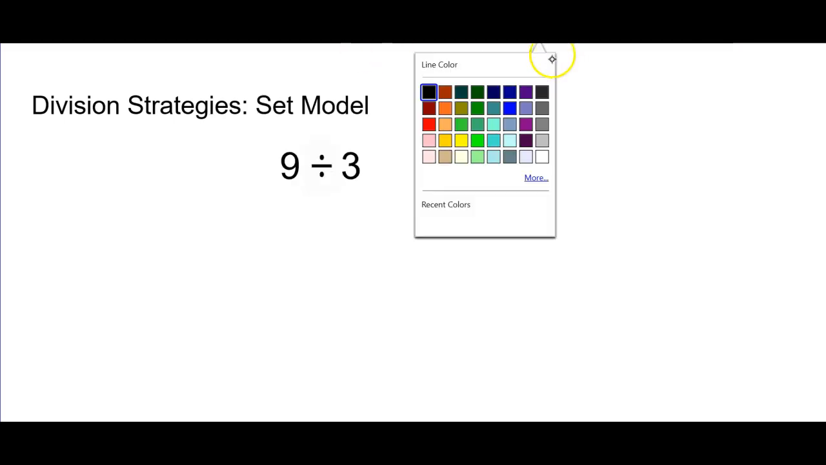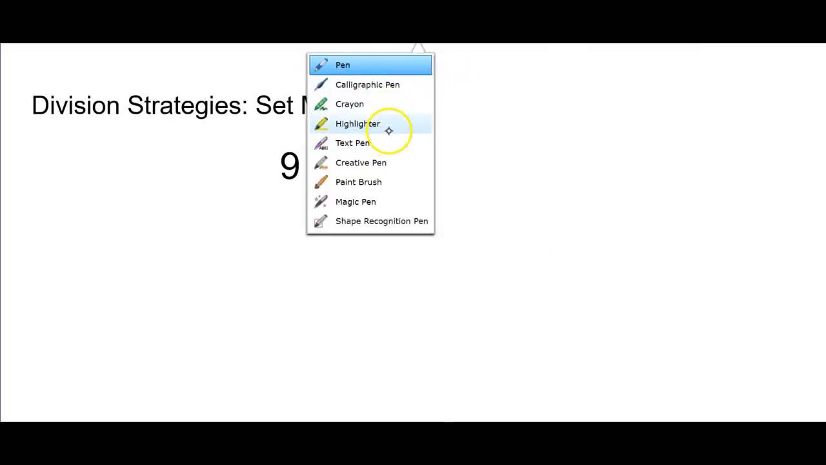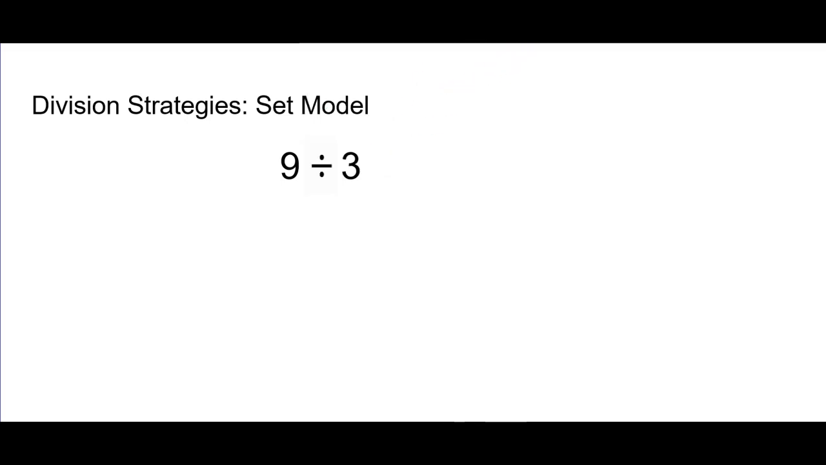Next here, we're going to have the set model, which is very similar to our multiplication set. Let's get something fun out here. I'll use daisies this time. So I've got 9 daisies, and we're going to divide that into 3 groups.